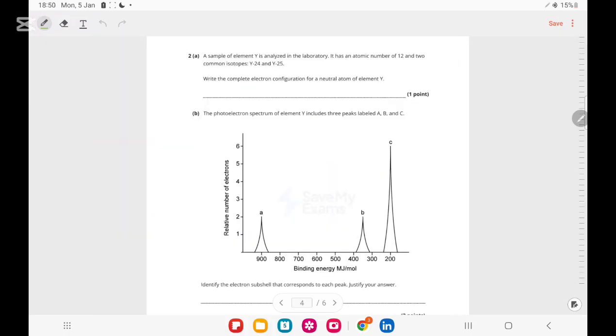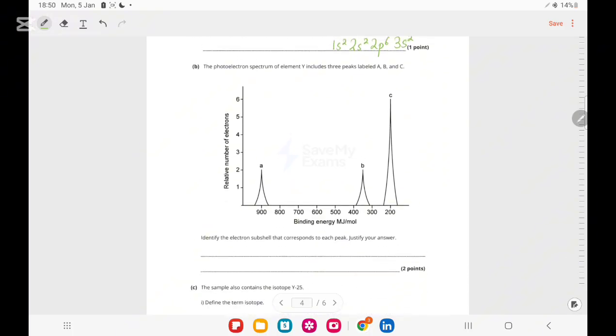So in this question they are saying a sample of element Y is analyzed in the laboratory. It has atomic number of 12 and 2 common isotopes which are Y24 and Y25. So first let's write the electronic configuration of element Y. As its atomic number is 12, it is going to be 1s2, 2s2, 2p6 and then we have 3s2.